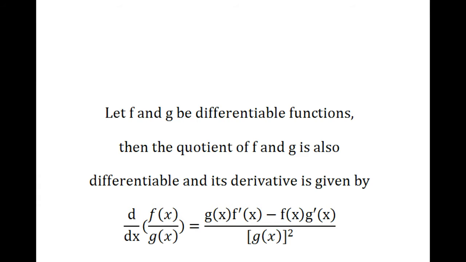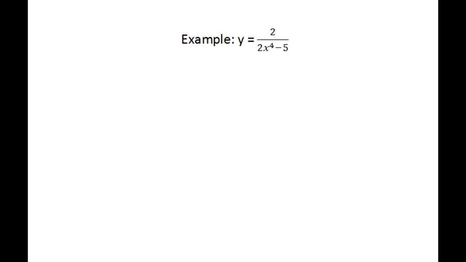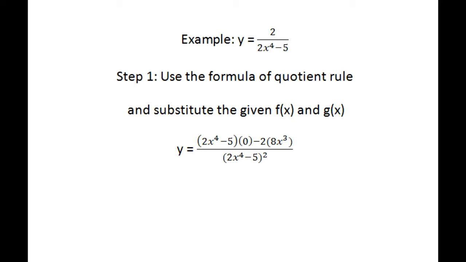Number 1, we have y is equal to 2 over 2x minus 5. Kunin lang natin yung low. Ano yung low niya? 2x raised to 4 minus 5. D high, derivative of the high, 2. Ano derivative ng 2? Any constant number is 0. So, 0 yon. Minus high. Ano yung high natin? 2. Multiply by derivative of the denominator or yung low, which is 2x raised to 4 minus 5.